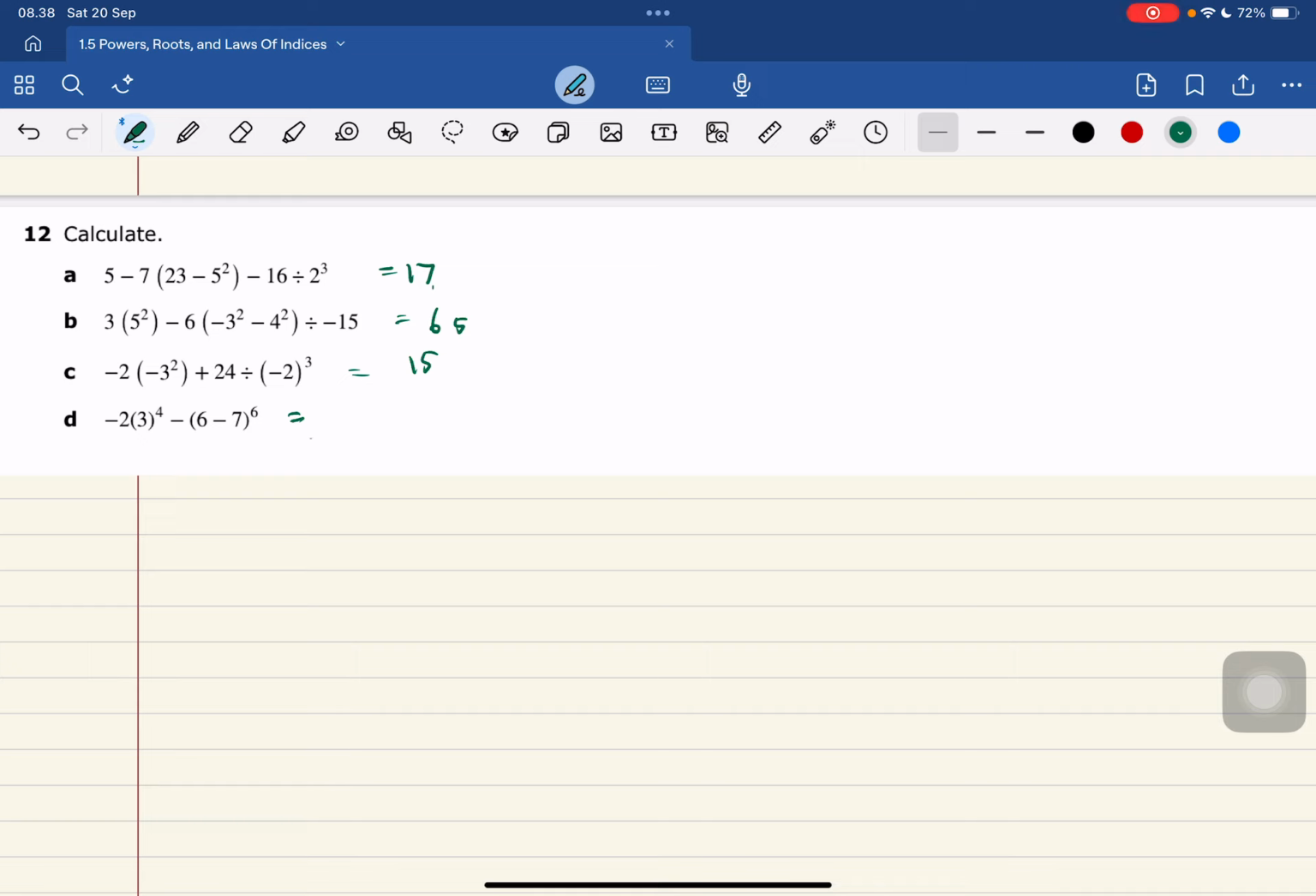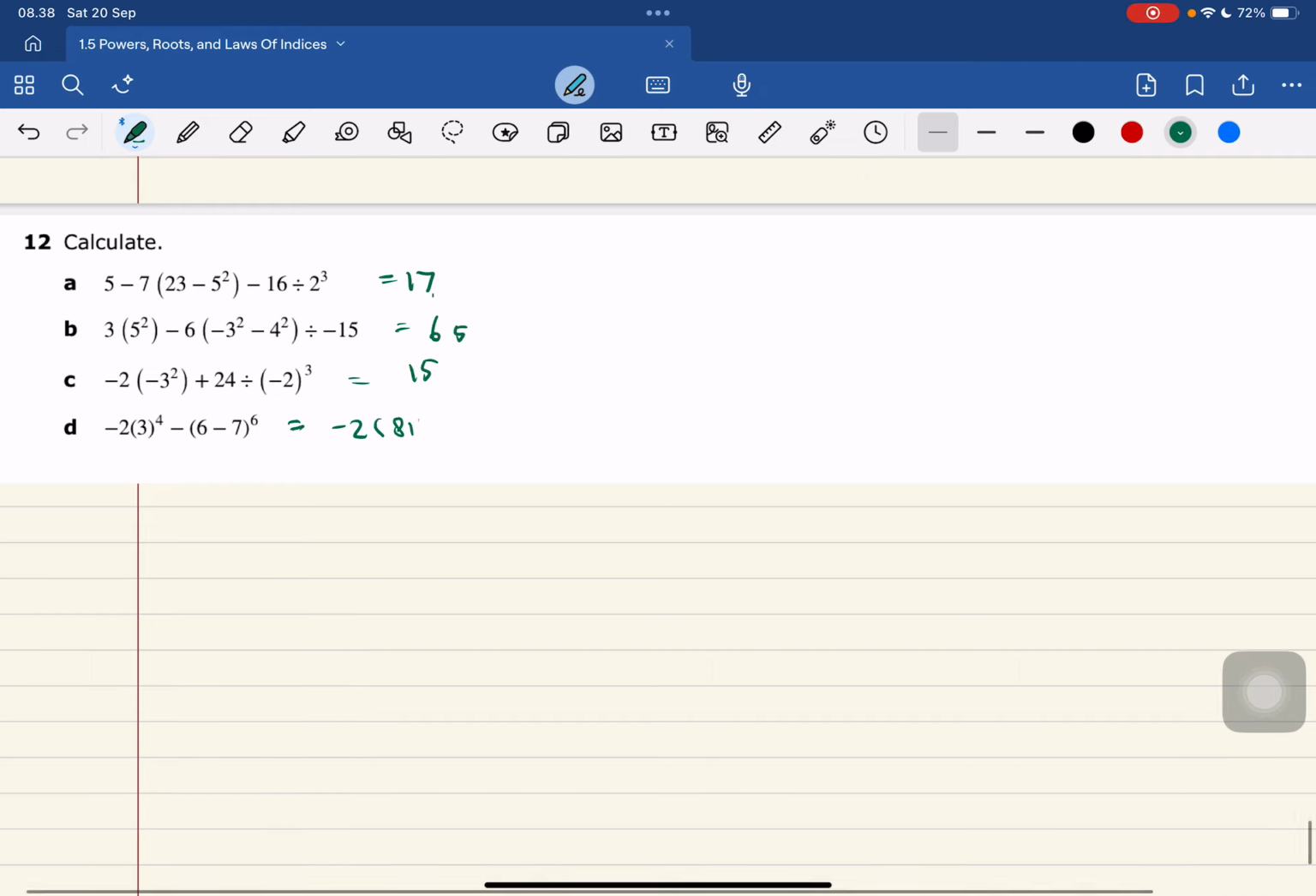And the last, minus 2, and then multiply by 3 to the power of 4, and then minus 6 minus 7. So okay, let me show you step by step. It's going to be minus 2, and then 3 to the power of 4 is going to be 81, minus, inside the bracket finish it, minus 1 over 6. So this is going to be minus 162 minus 1. The answer is minus 163.